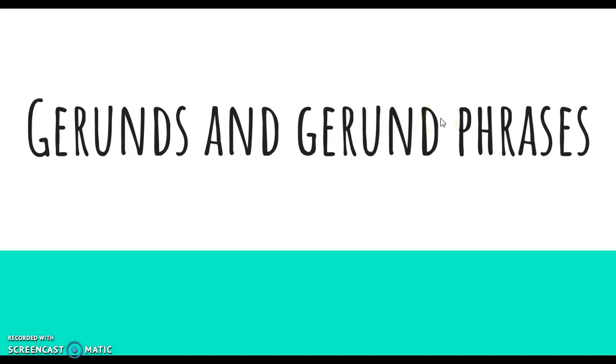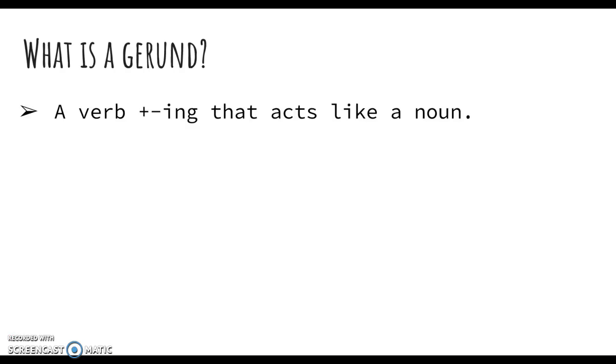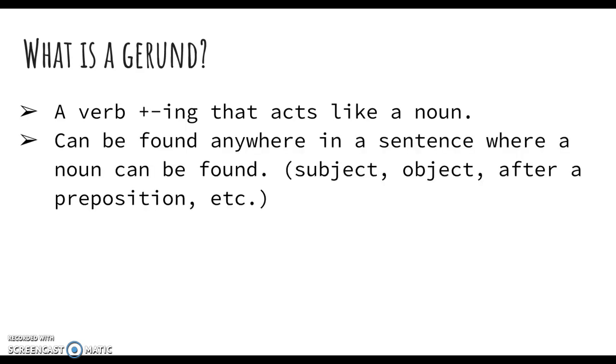In this short video, we'll be discussing gerunds and gerund phrases. What is a gerund? A gerund is a verb plus -ing form that acts like a noun. So we can find gerunds anywhere in a sentence where a noun can be found. For example, subject, object, after a preposition, and anywhere else where we can find a noun.